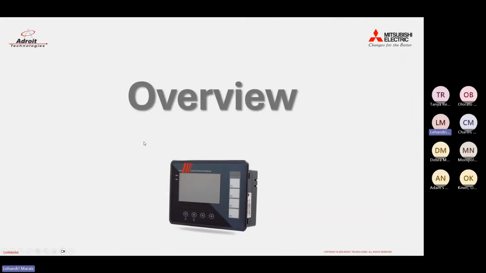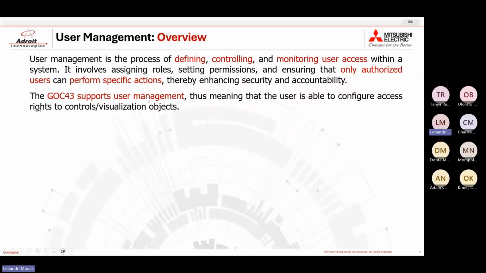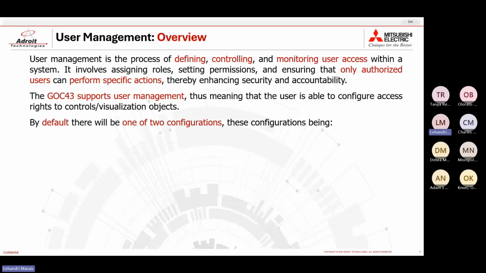User management is used to define, control and monitor user access within a system or within a PLC or HMI. This involves assigning roles, setting permissions, and ensuring that only authorized users can perform specific actions, thus enhancing your security and accountability. The GOC43 supports user management as a feature, and this also means that you can configure user access rights to visualization objects and controls on the GOC HMI.